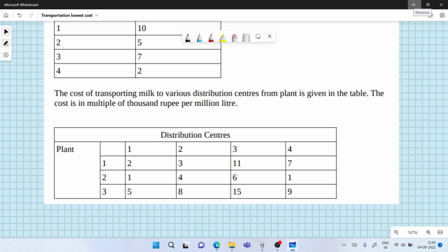The cost of transporting milk from each plant to the distribution centers is given in the table. The cost is in multiples of 1000 rupees per million liter. So let's say if you want to transport milk from plant number 1 to distribution center number 3, you will have to pay 11,000 rupees per million liter. If you want to transport milk from plant number 3 to distribution center number 2, you will have to pay 8,000 rupees per million liters.